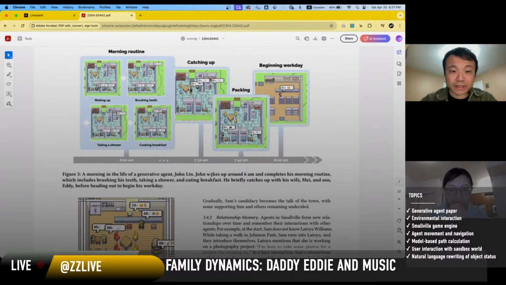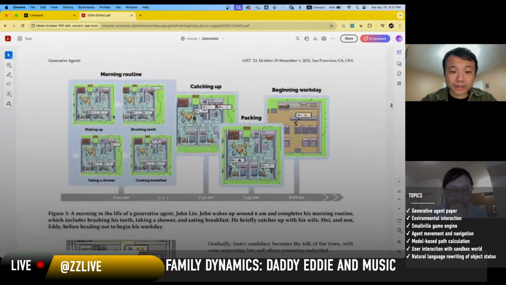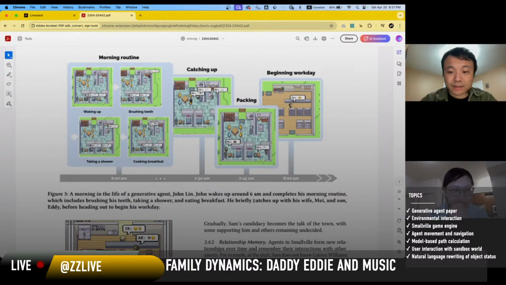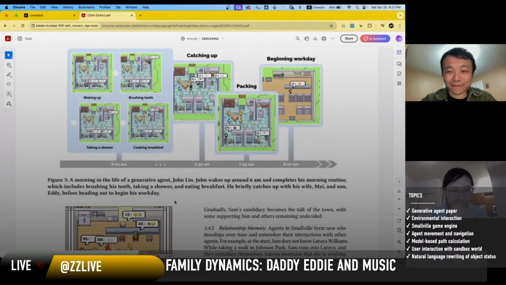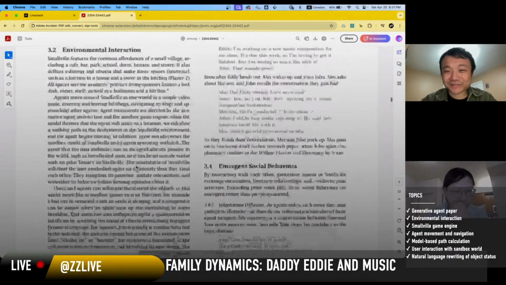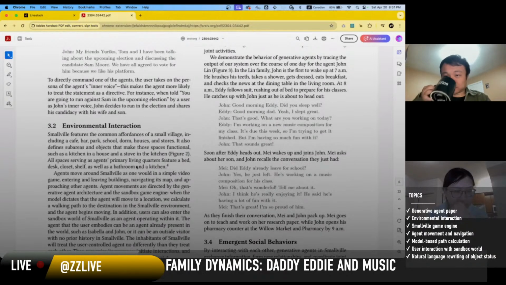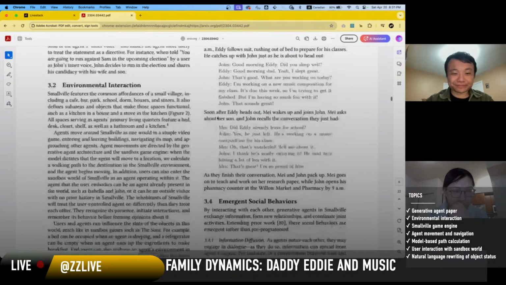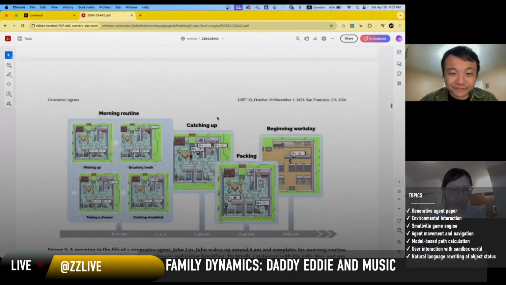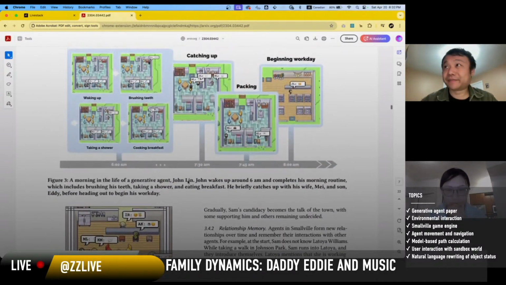Here's, I think, a little more detailed look. Brushes teeth, takes a shower, and eats breakfast. Briefly catches up with his wife, May. Oh, May is his wife. It's not his sibling. And son. Wait, what? I'm so confused. Sorry. Eddie is the son. John is the dad. And May is the wife. Okay. Eddie's the son. Eddie's not the dad.